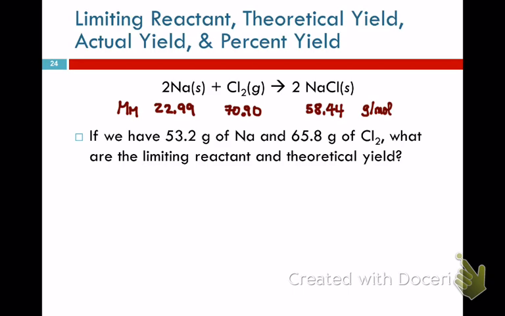So what we're going to do is this. We are going to figure out grams of NaCl that are produced first by the sodium and then by the chlorine, to see which one makes less. That's the important part, okay? And we'll talk about it when we get there. So, again, it's a repetition of the problem I just did.